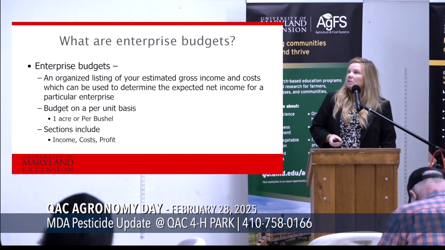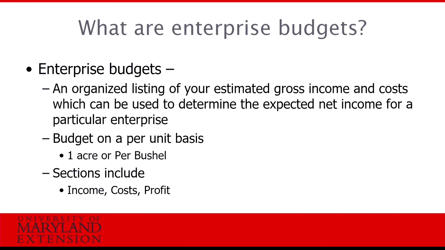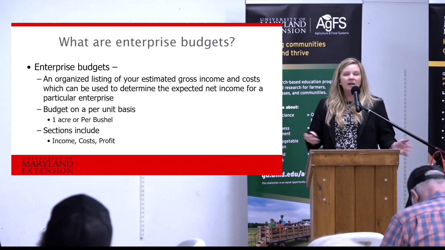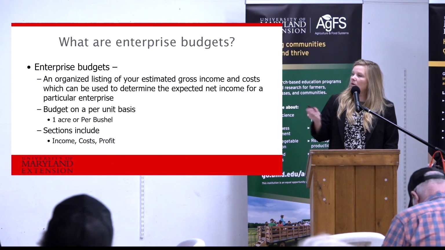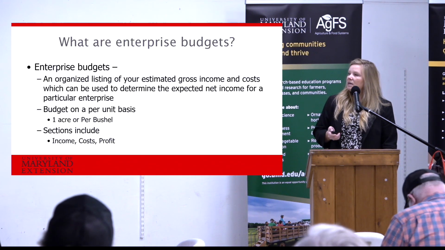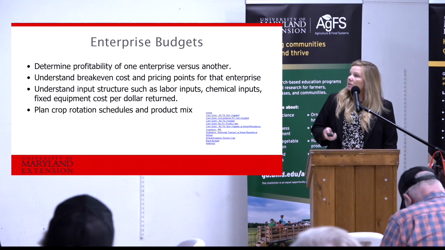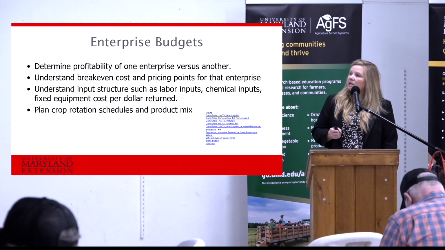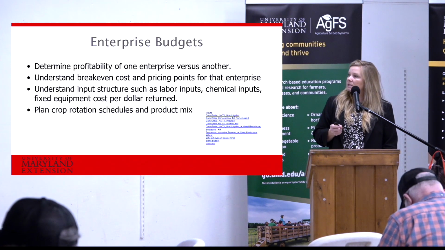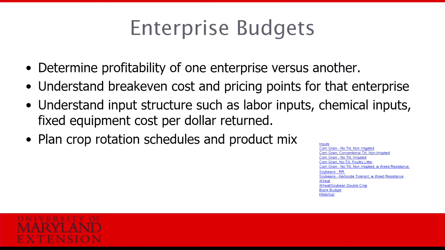the paper. So the enterprise budgets we put together is an organized listing of the estimated costs that you might spend. They are on a per acre basis, and we have numerous different budgets that we publish each year. So you can see our list here. It helps you determine the profitability of one enterprise versus another, helps you look at break-even costs and pricing points. It also helps you look at the input structure. I work closely with Kurt each year, putting together an example weed control program for those budgets, and then really look at that crop mix.